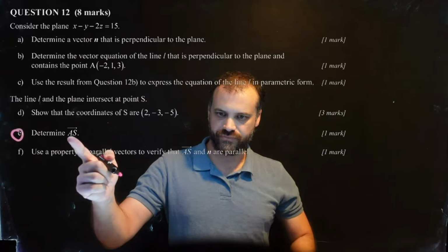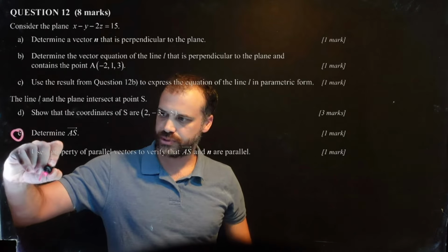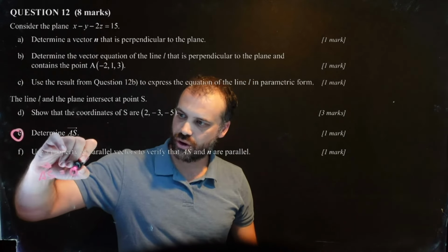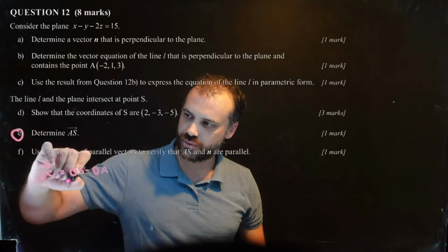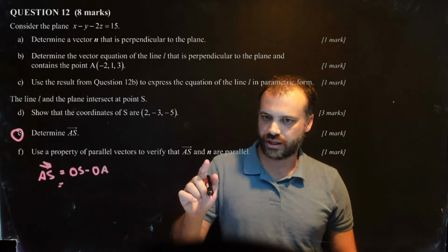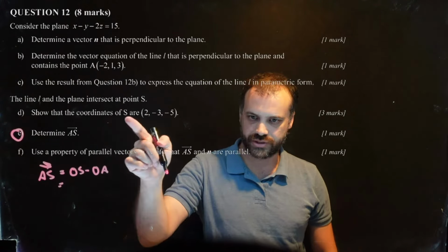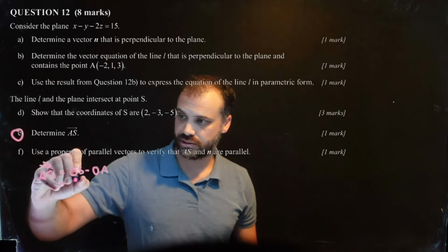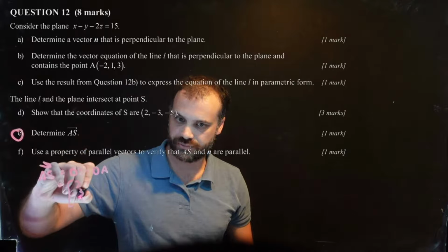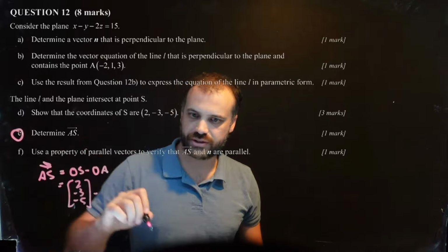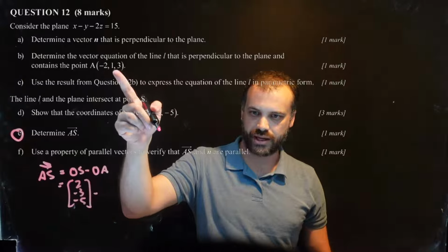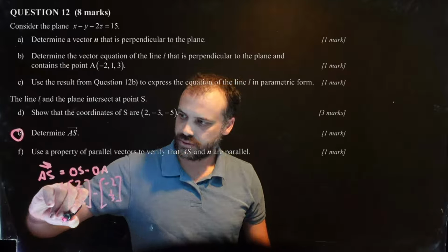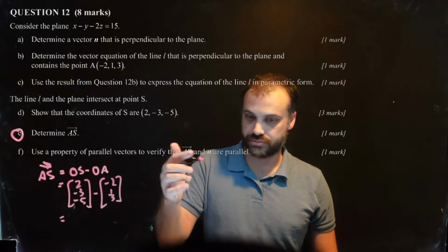Alright, it says determine vector AS. Super straightforward, right? Vector AS is going to be equal to vector OS minus vector OA. Now, vector OS: the coordinates of S are this, so vector OS is literally just that, (2, -3, -5). And vector OA, we've got a point A, and so OA is that. Which means that AS is just do that.